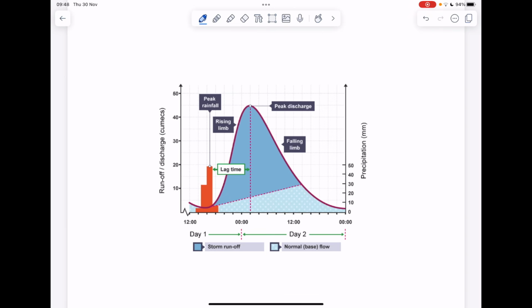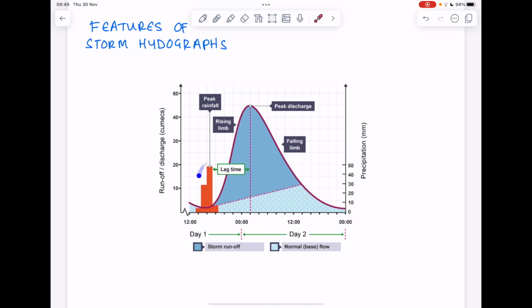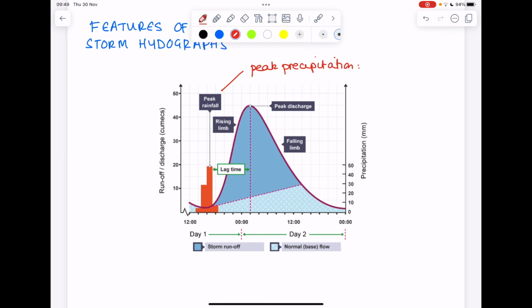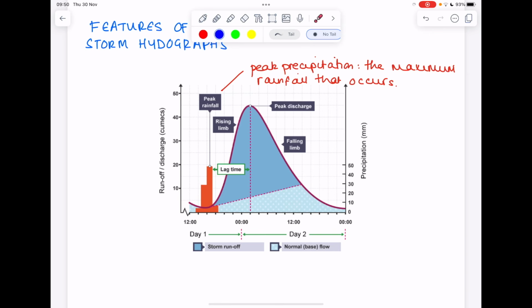Now we're going to look at the features of different storm hydrographs. So we'll start by looking at this portion where the bar chart is. We can see that this is the peak rainfall or peak precipitation. As you might imagine, this is the maximum rainfall that occurs. Moving over to the graph line as opposed to the bar chart, always has this characteristic shape. You can see this portion of the graph where it is steeply increasing that gradient. We call that the rising limb, and this is the increase of river discharge. It doesn't necessarily have to occur straight after precipitation.